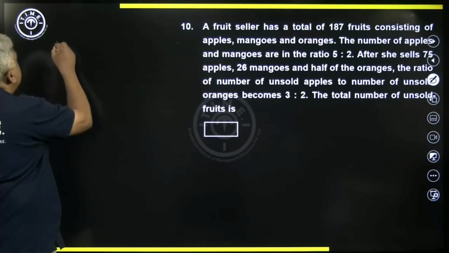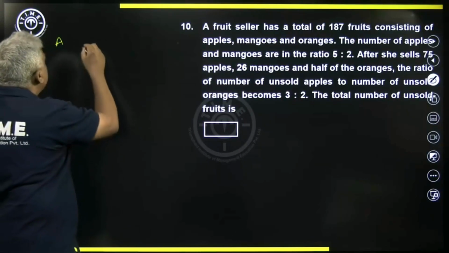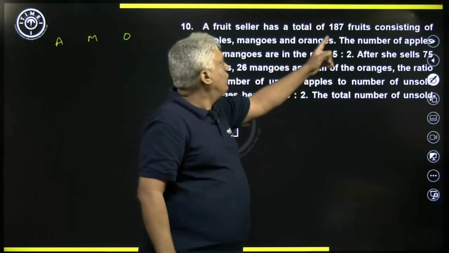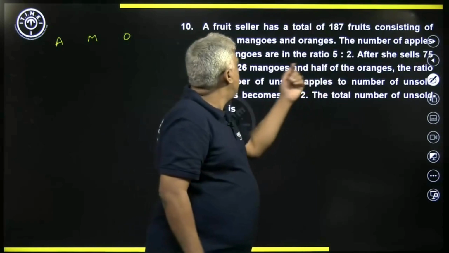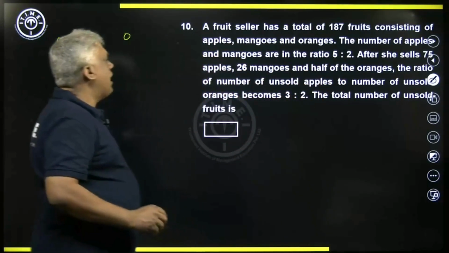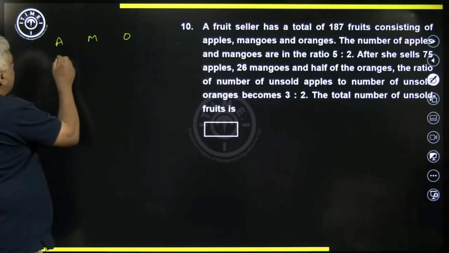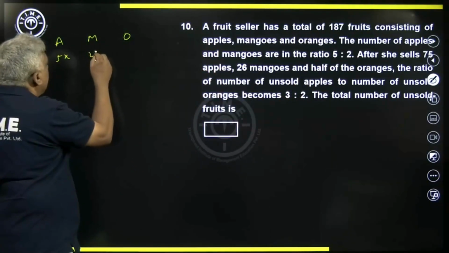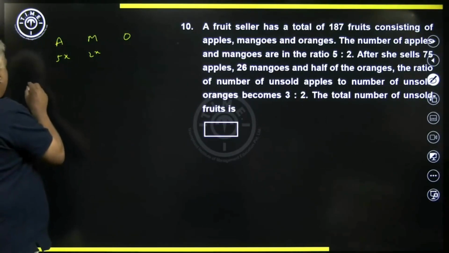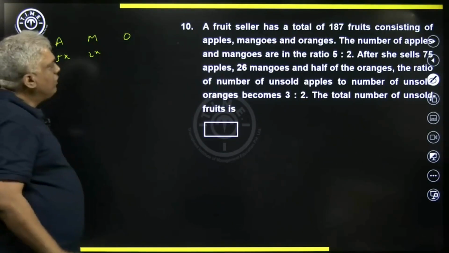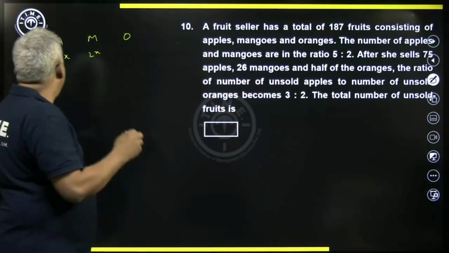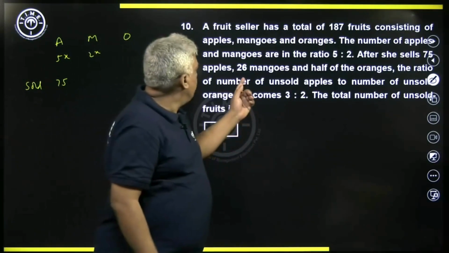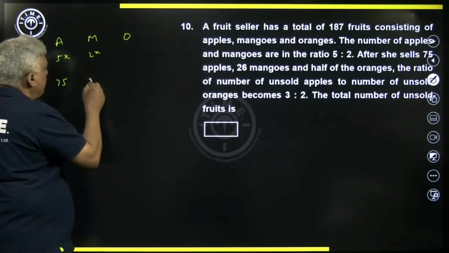So, let us see these apples, mangoes and oranges. Total fruits were 187. The number of apples and mangoes are in the ratio of 5:2, so let us say the apples were 5x and mangoes were 2x. After that, some fruits were sold. 75 apples sold, and 26 mangoes sold.